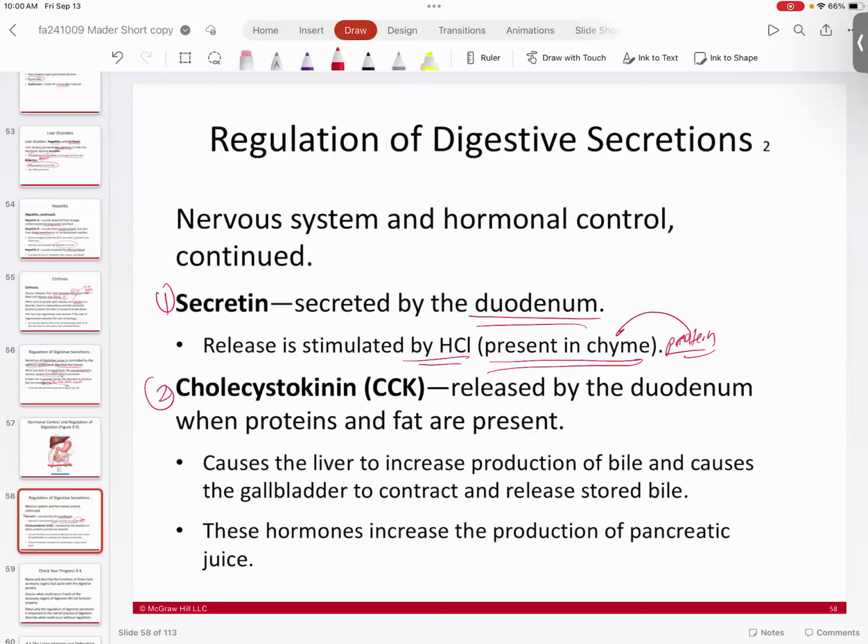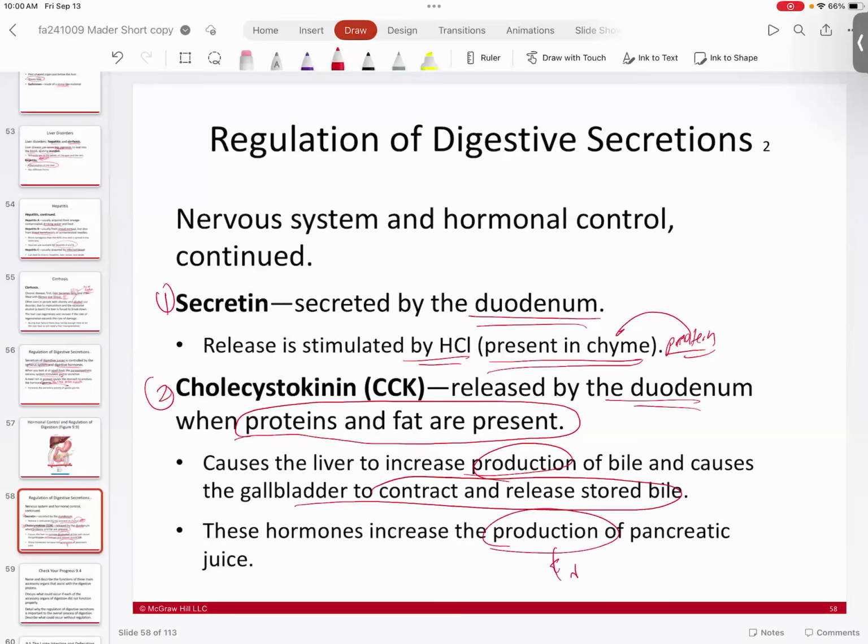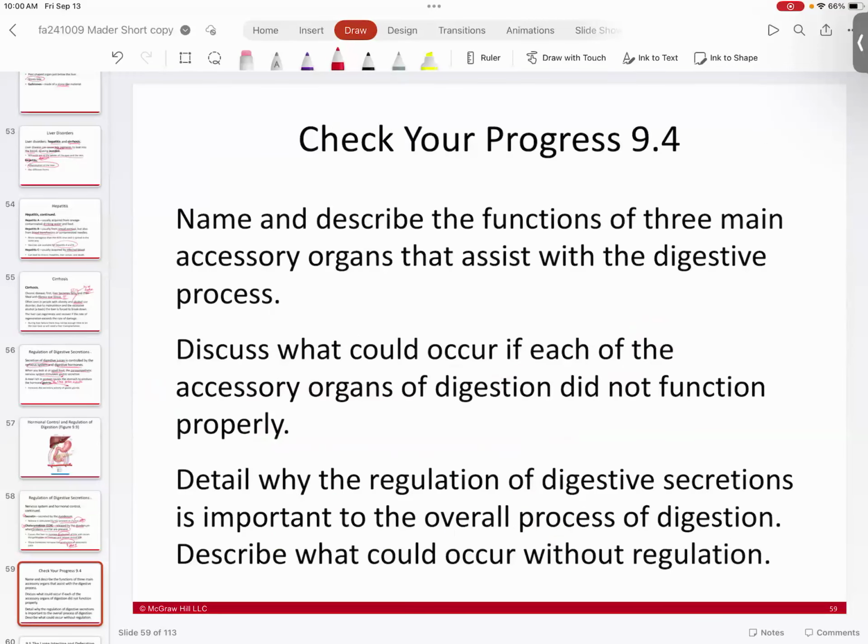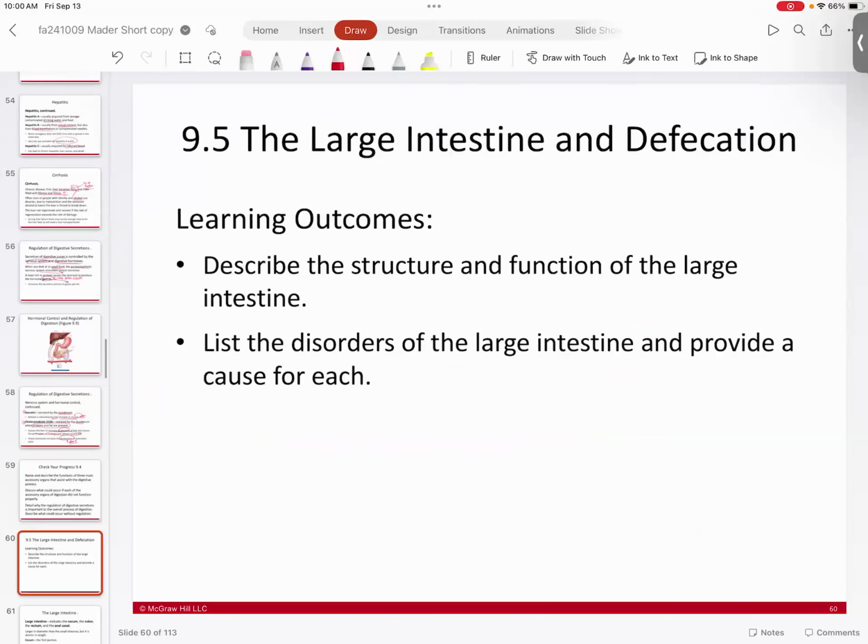Cholecystokinin, which is the other one that we looked at, is also released by the duodenum. This is happening when proteins and fats are present from your meal. This will go back and communicate with the liver to increase the production of bile. And it also causes the gallbladder to contract, basically releasing that stored bile. And so the combination of secretin and cholecystokinin will increase both the production and the delivery of bile and pancreatic juice. So they're basically regulating that delivery piece.